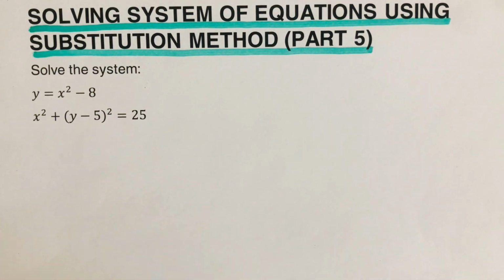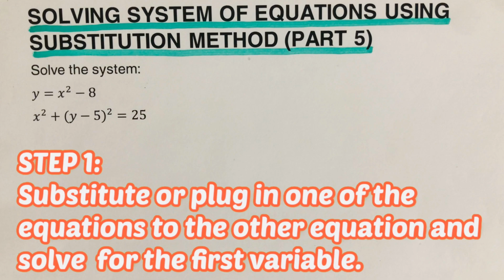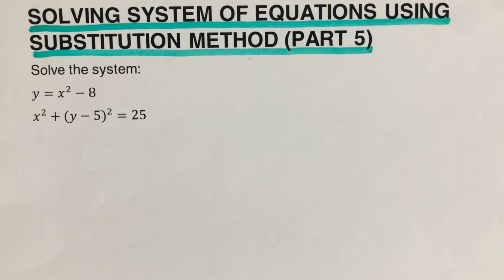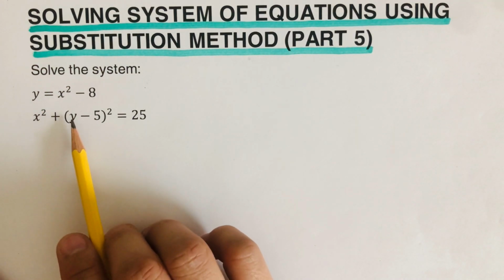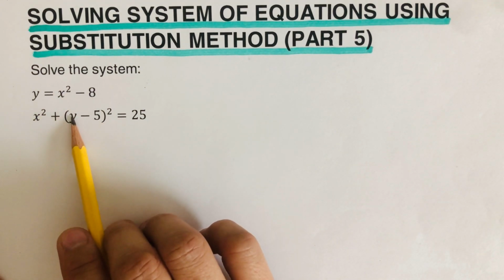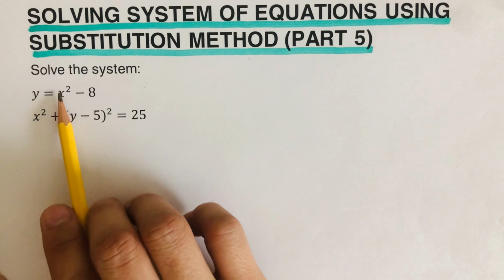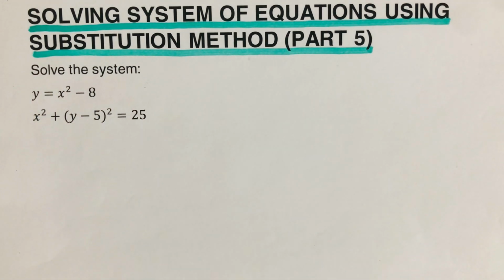So let's take this first example right here. In order that we can solve this example, we need to follow some steps. The first step is to substitute or plug in one of the equations into the other equation and solve for the first variable. In this problem, we can actually plug in the y here that goes to here. So that means this x squared minus 8, we can go ahead and plug that in here. But since this is x squared, raised to the power 2, that would give us a fourth power.